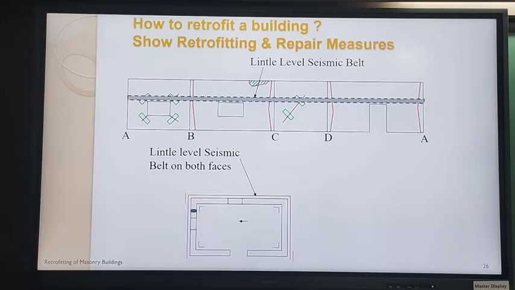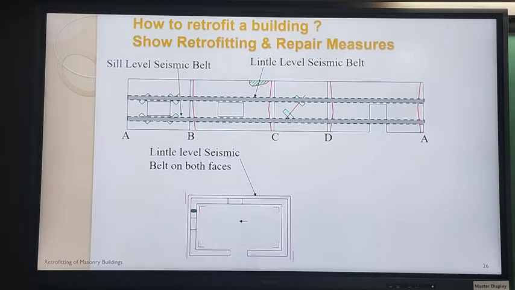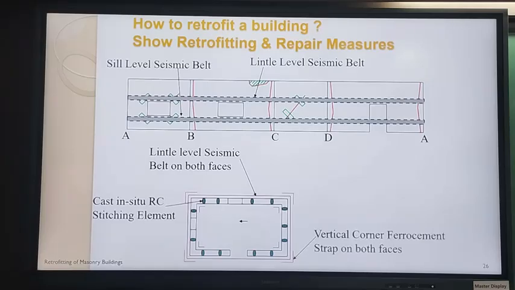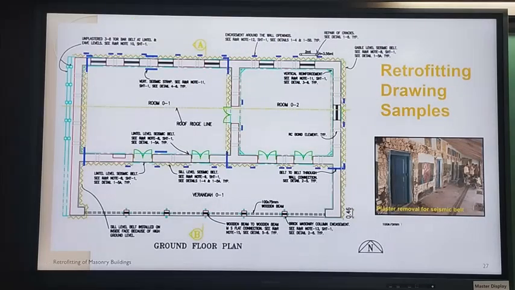All right, the lintel level C-steel belt is also added in the plan. You have sill level C-steel belt. You have cast in C2 stitching elements, right? You see that? Here are the cast in C2. Vertical corner ferrocement straps, vertical reinforcement on both faces. And what else? Okay.